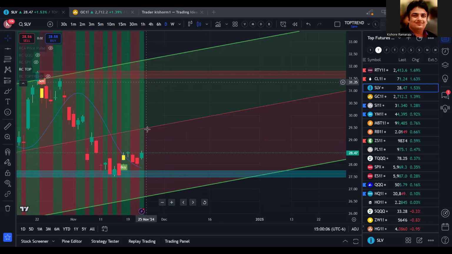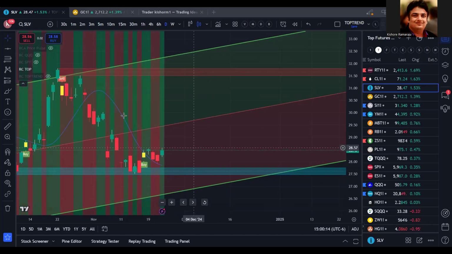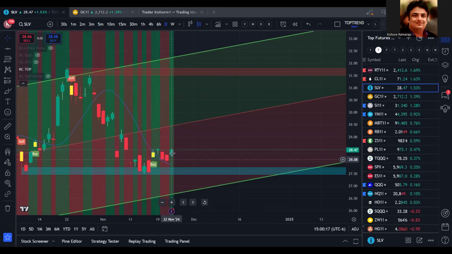Small retest and again it became green. That means it is bullish. We may see a nice move on silver, SLV, right? If you are a stocks buyer, you can buy SLV, you can make 5 to 10% in the next week.